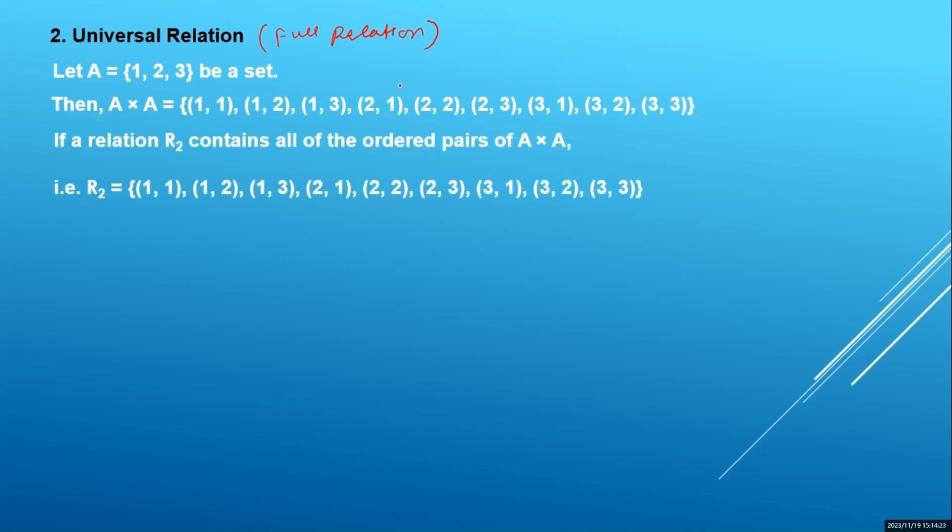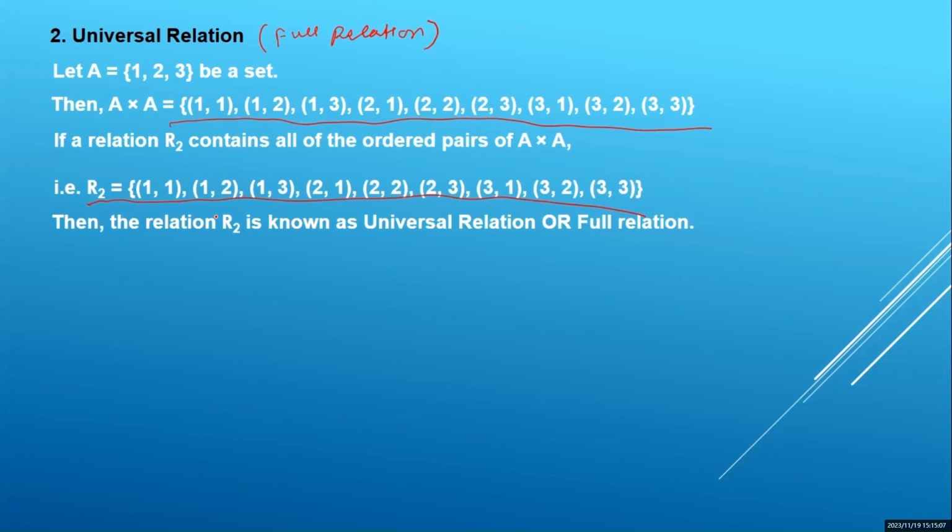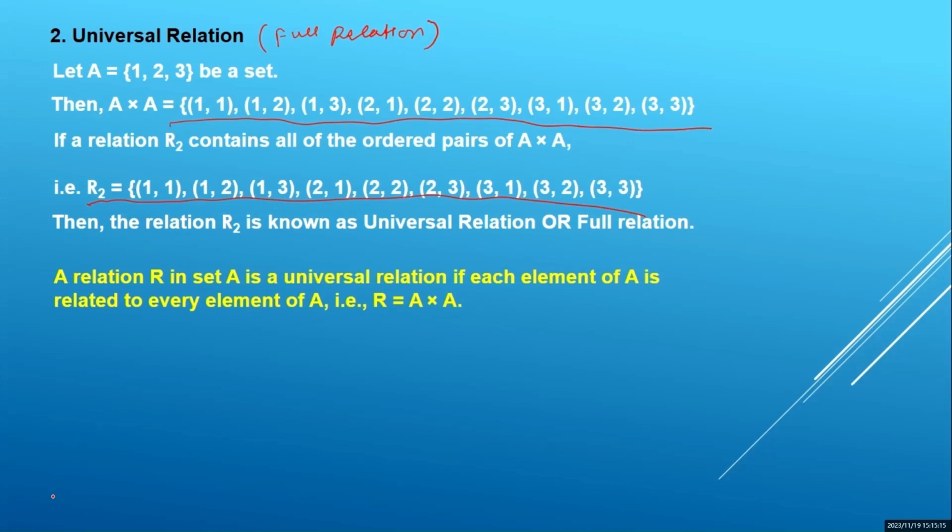And if we suppose one more relation, R2, and this R2 contains all of the ordered pairs of the Cartesian product A cross A, then this relation is known as a full relation, or you can say universal relation. Even a universal relation can be more than this, but on set A we are discussing the relation on set A, so this R2 will be a universal relation. R2 is known as a universal relation, or we can say full relation as well.